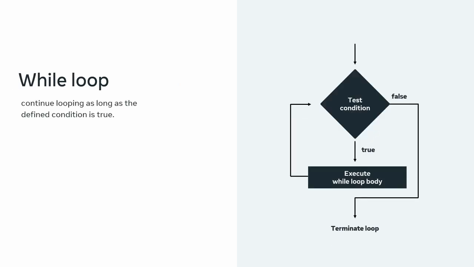Where for-in loops are used for an exact number of times, while loops will continue looping as long as the defined condition is true. Each time it goes around the loop, it will check that the condition is still true. The loop will be terminated when the condition is false.